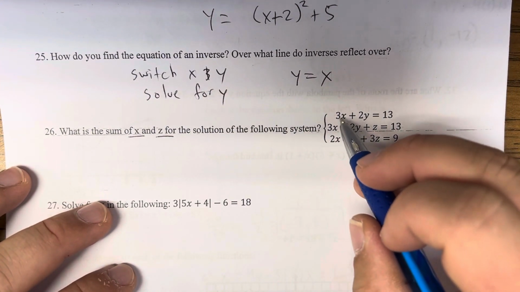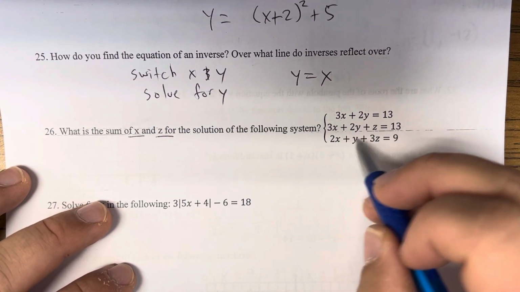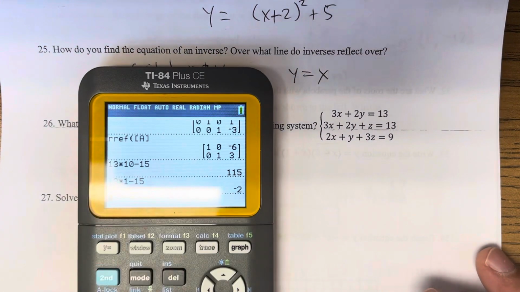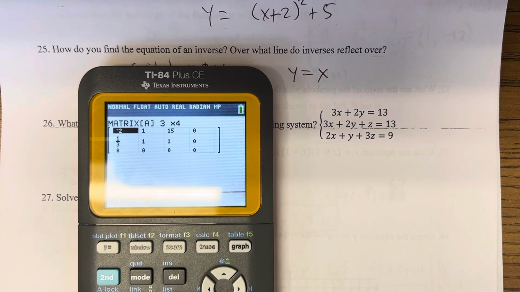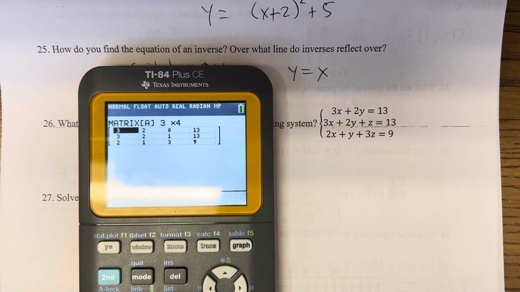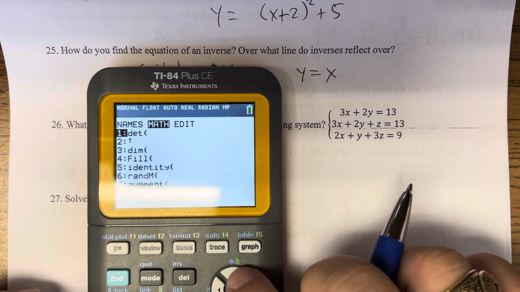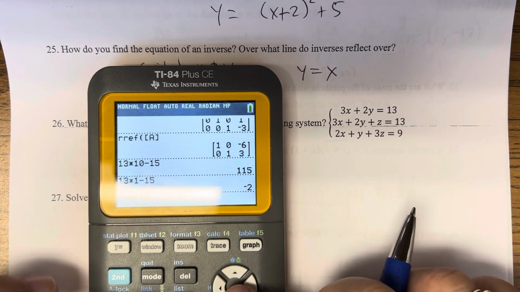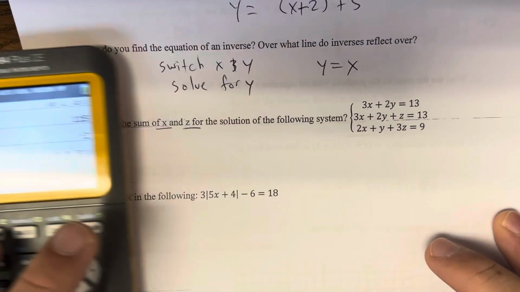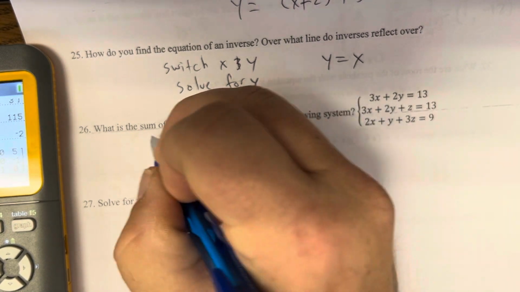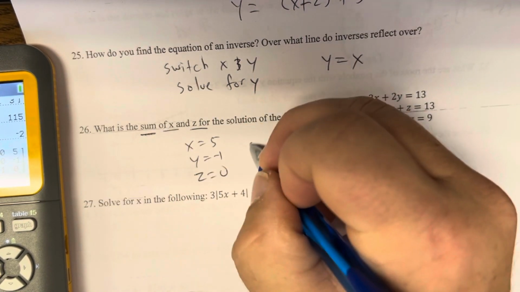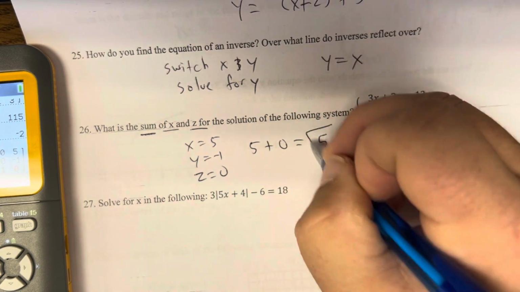So let's make sure everything's in order. X, y, we're missing z, x, y, z, x, y, z. All right, we're good to go. And so in our matrix, we're going to go in the matrix, edit. This one's a 3 by 4. 3, 2, 0, 13, 3, 2, 1, 13, 2, 1, 3, 9. And then we'd want to do the RREF of matrix A. So on this one we get x is 5, y is negative 1, z is 0. Sum means addition, so for x and z, 5 plus 0 is 5.